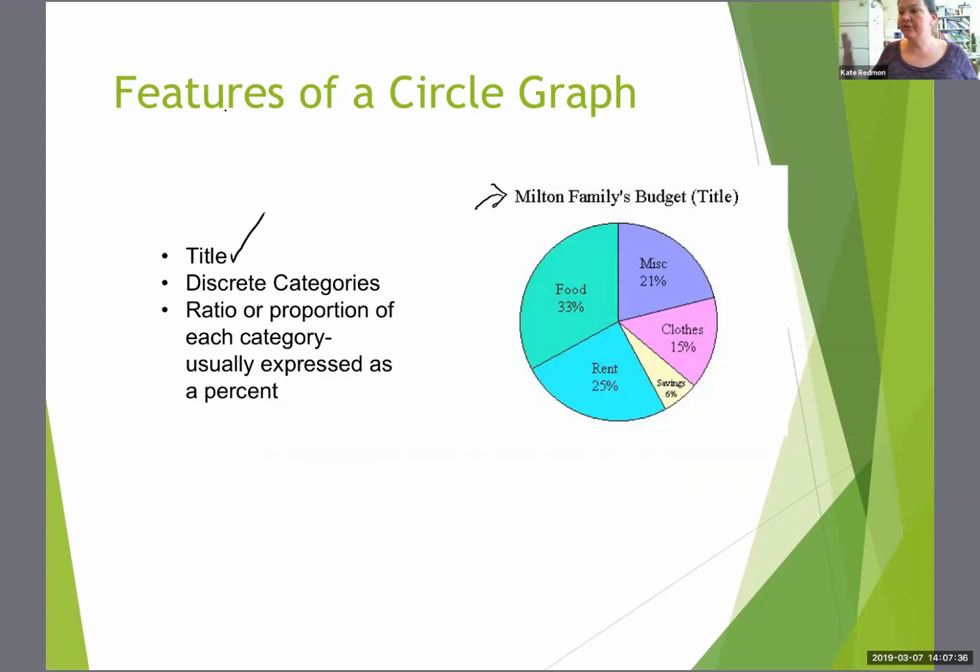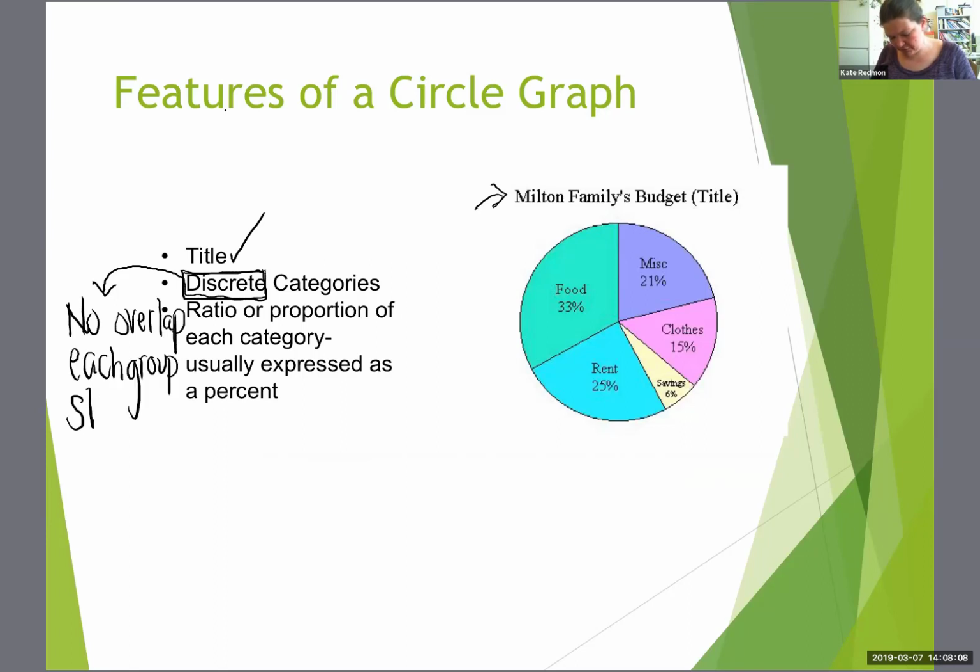Check, title. Another feature of a circle graph I'd like you to notice is that we have discrete categories. Discrete. So we talked about this a little bit when we looked at our frequency-focused graphs. Does anybody remember what I mean when I say discrete categories? No? Okay, so there's no overlap of categories. Each group stands alone. So if you come look over here on my graph, food is food and rent is rent. You know, that's 2 separate, totally distinct categories. And that is what I mean by discrete categories.